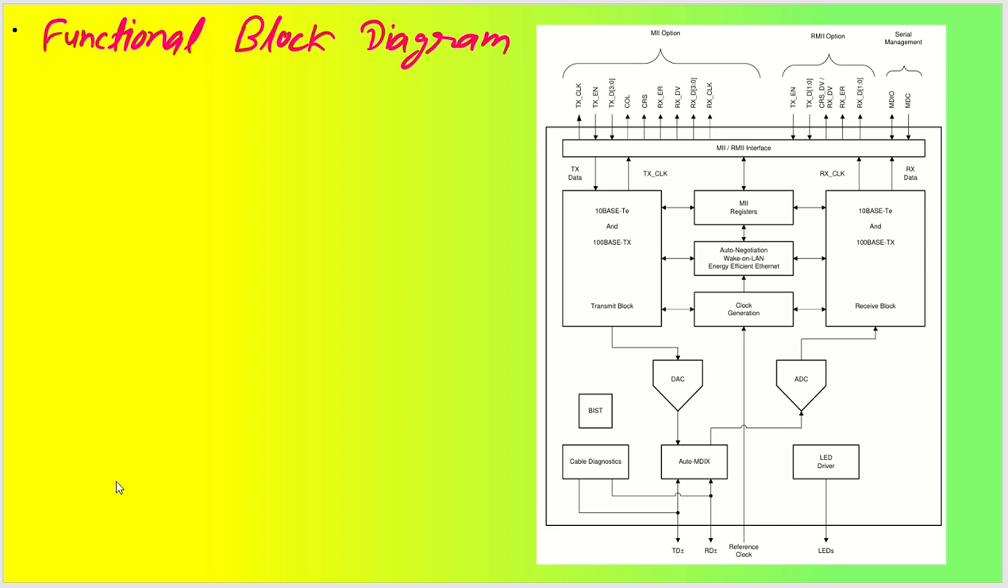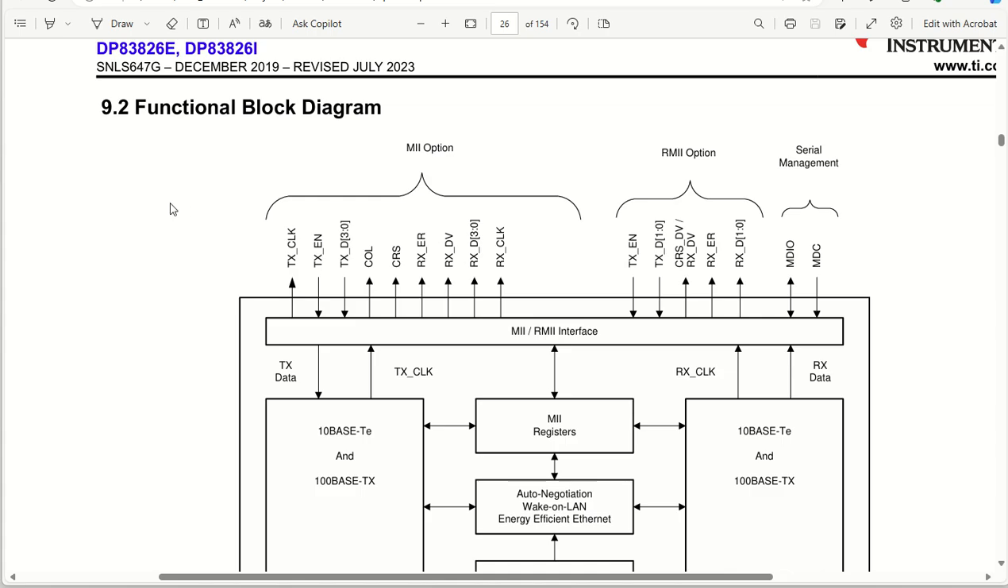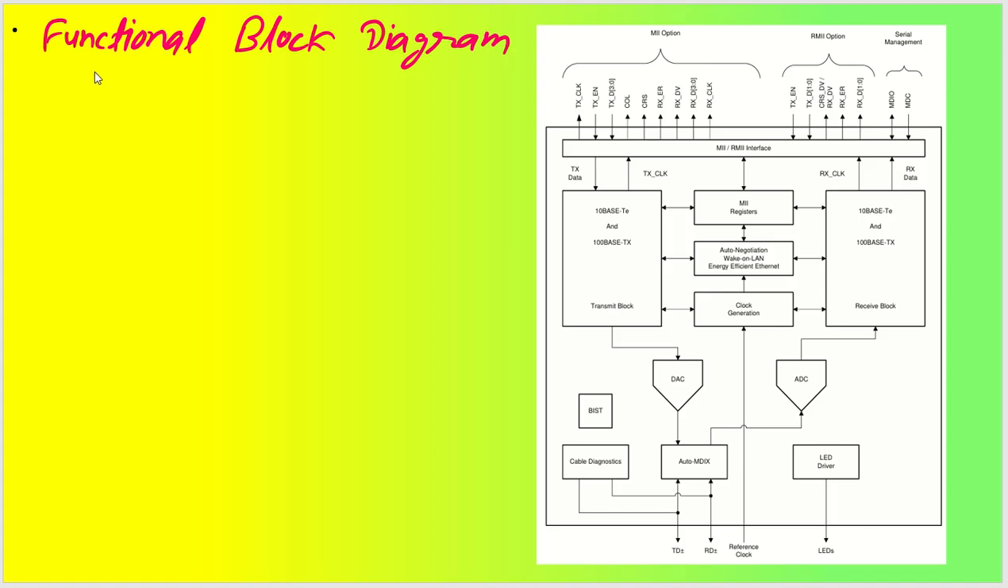directly from the data sheet. It will be easy for you to understand in bigger form. Alright, so if we see the functional block diagram of this particular IC, which is my DP83826, we have to understand the complete functional block diagram, so that we can start understanding what are the blocks that are involved in Ethernet designs.